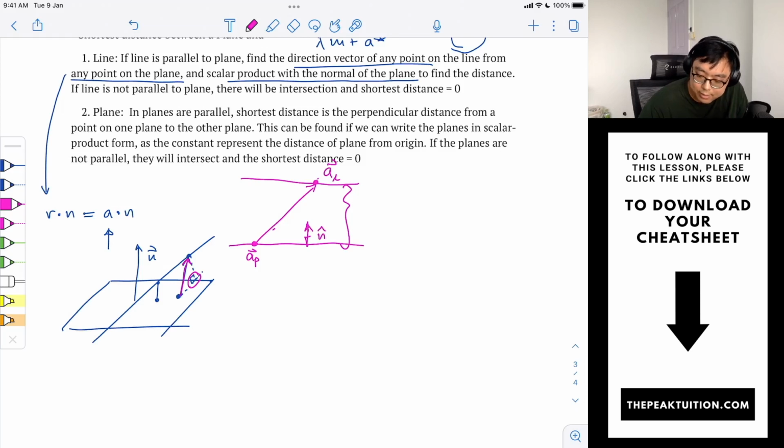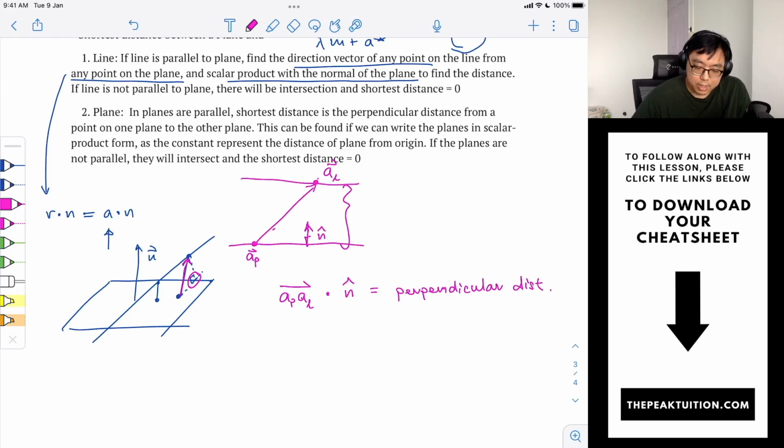So we want to find what this entire distance is. We use the scalar product between AP, AL, scalar product with n hat. And this gives us the perpendicular distance between a parallel line and the plane. If the line is not parallel to the plane, it will eventually intersect and the shortest distance is 0.